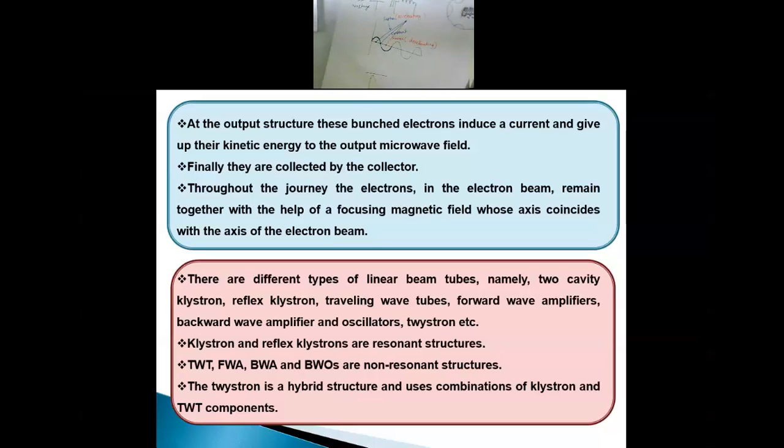At the output structure, this bunched electron beam induces a current. They have kinetic energy. This acceleration and deceleration of the electrons gives them kinetic energy, and that energy is given.